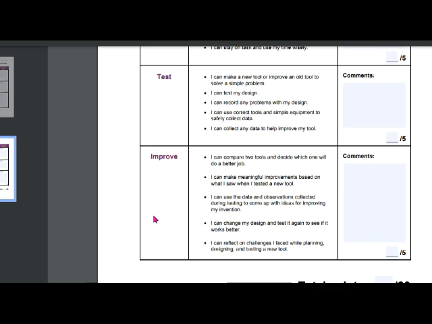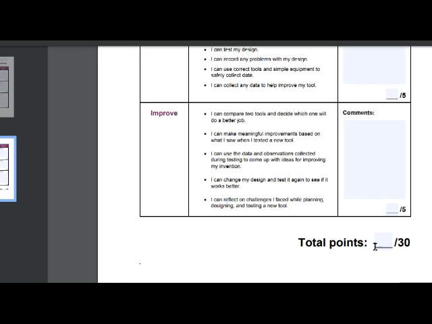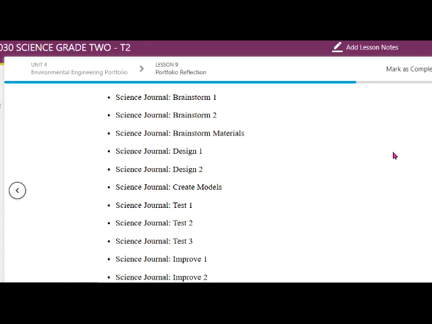For the improvement section, remember, you need to make meaningful improvements based on what you learned, and you need to use your data to help you make those improvements too. So you don't just want to change things for no reason. You want to say, hey, I can tell this one was stronger, I can tell this one was weaker, this is what I need to do. So if you do all of that, your total hopefully should be 30 out of 30 points, or at least very close to it.